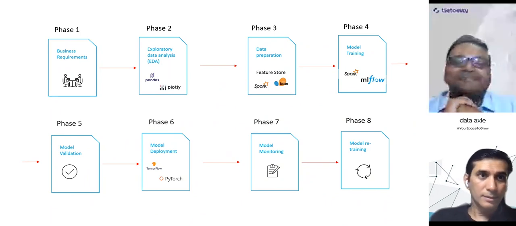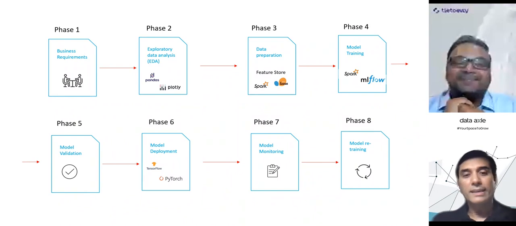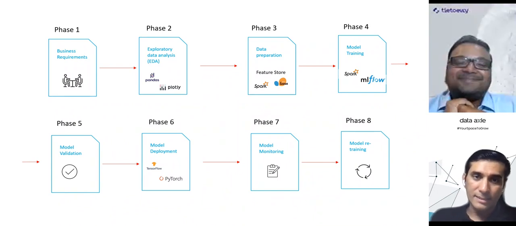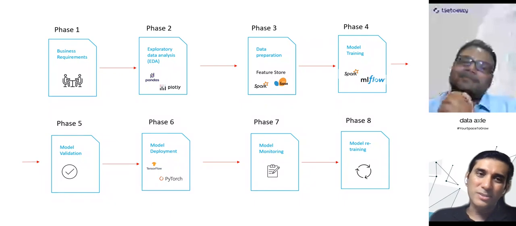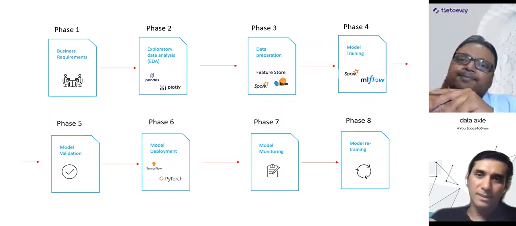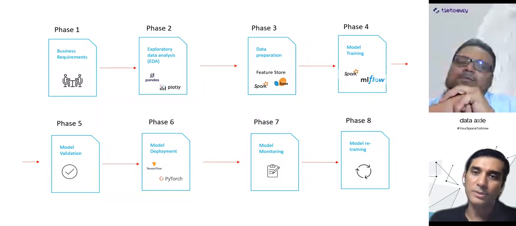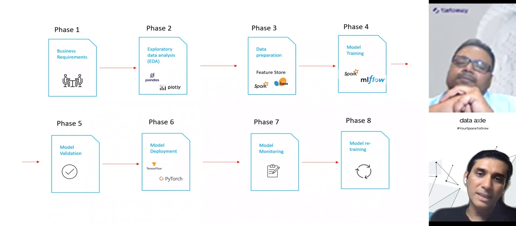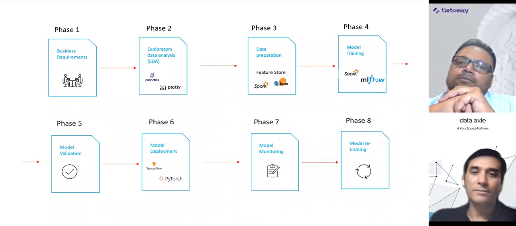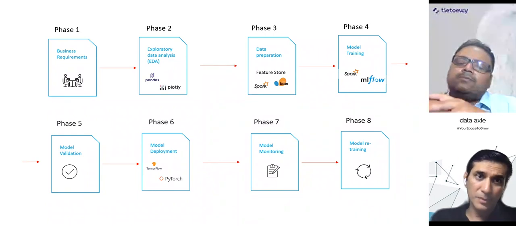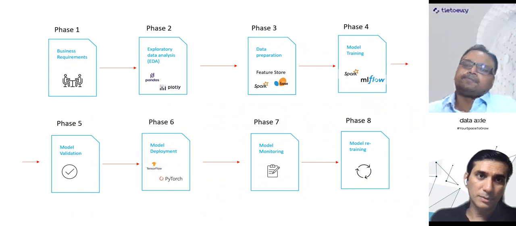Okay, awesome. So the second stage is exploratory data analysis, EDA. It refers to the process of performing initial investigation on data, so as to discover patterns, spot anomalies, to test hypotheses, and to check assumptions with the help of summary statistics or graphical representations. So that's our stage number 2.